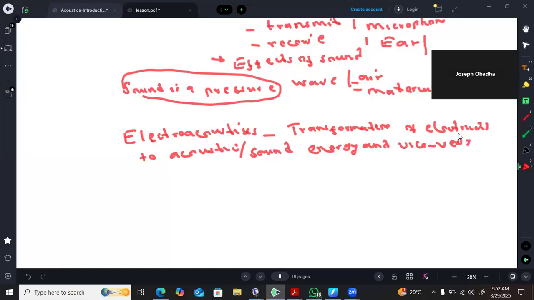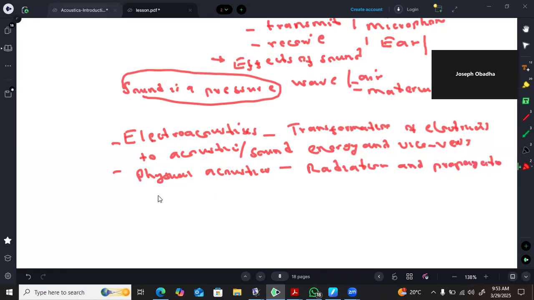But we have some other specialized branches of acoustics. Like if we just talk of, let's say, physical acoustics. Physical acoustics simply deals with the radiation and propagation of acoustic energy. There is radiation and propagation of acoustic energy.